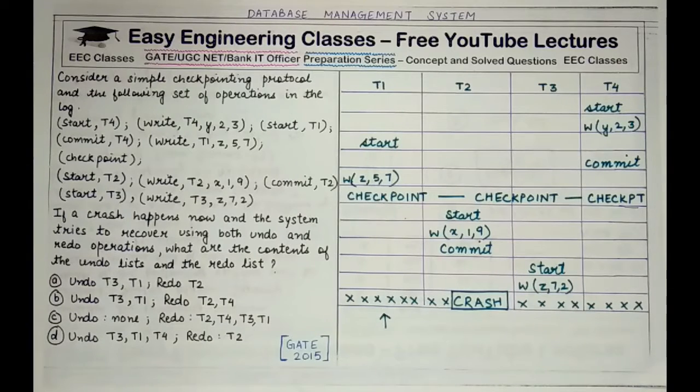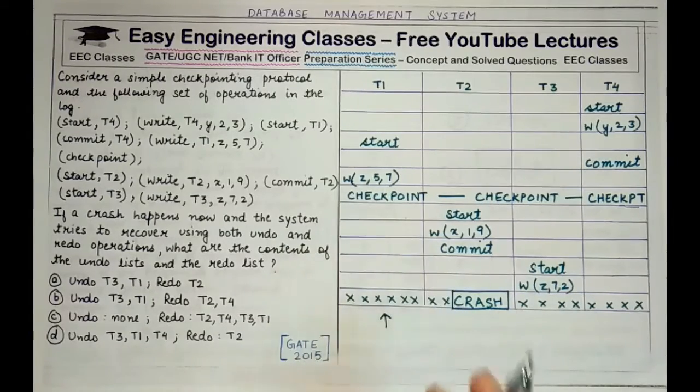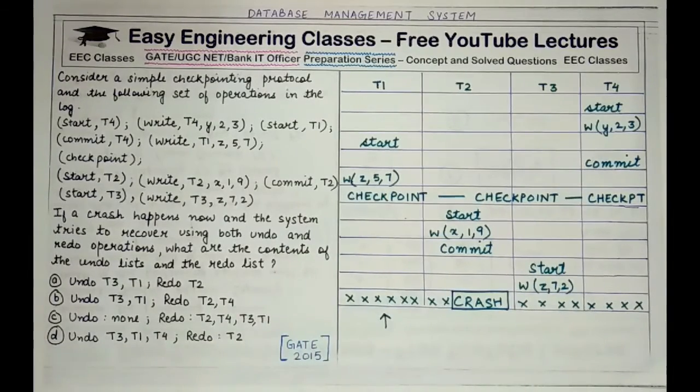Okay, so when a crash happens and we have to save certain actions, transactions or operations that were performed into the undo list and redo list, we have to classify them accordingly. So any transaction that started but did not perform a commit or an abort operation, that transaction and its operations will be put in the undo list. Why in the undo list?